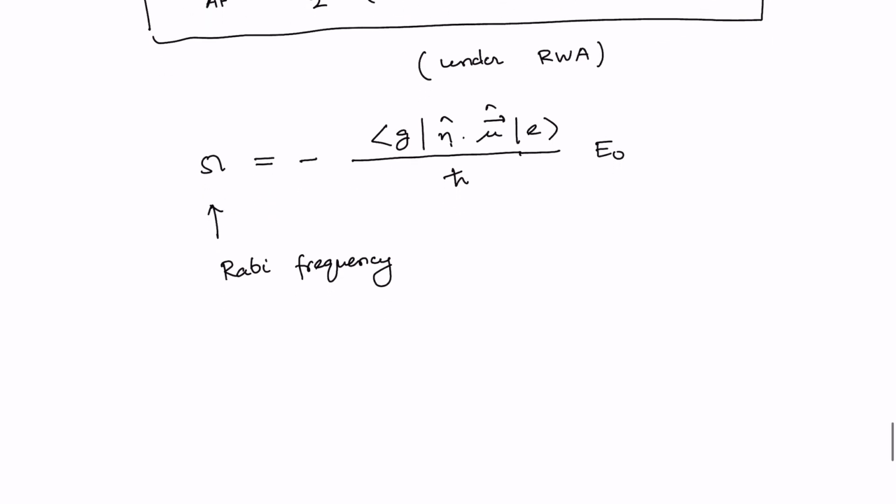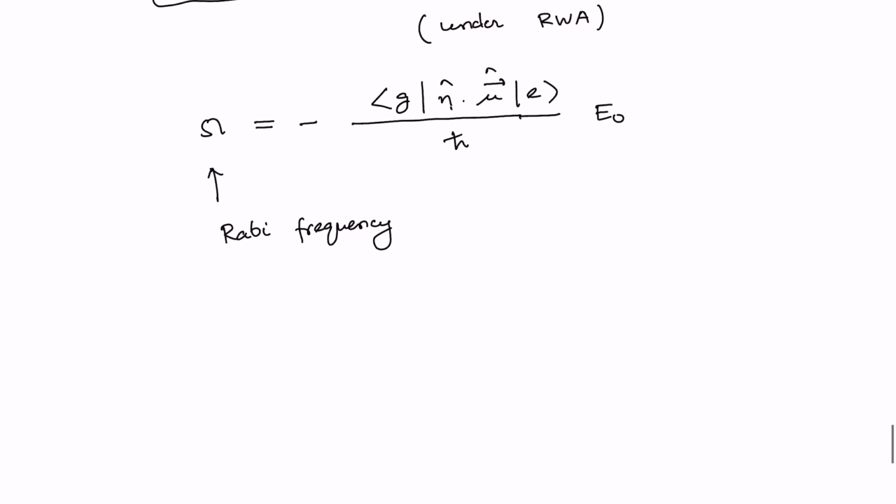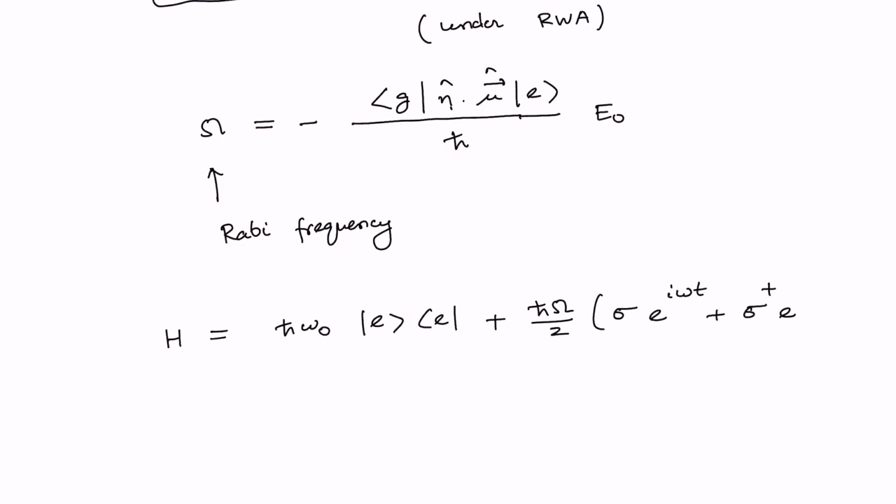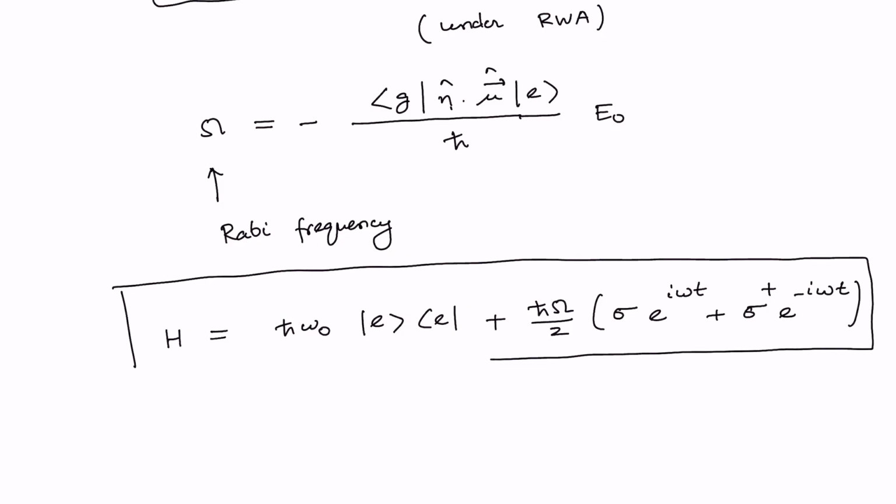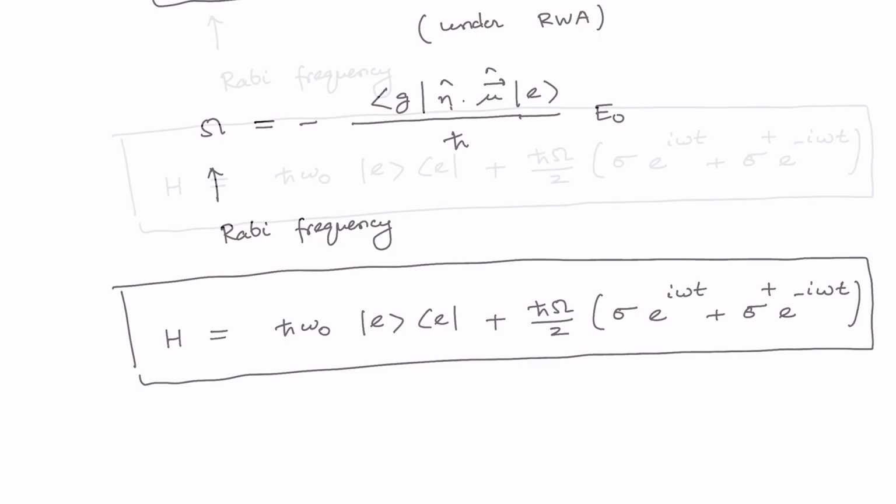In terms of this Rabi frequency, the total Hamiltonian that we have is now H equals h cross omega 0 ket e bra e plus h cross omega by 2 times sigma e to the power i omega t plus sigma dagger e to the power minus i omega t. So this Hamiltonian is what we are going to analyze further.